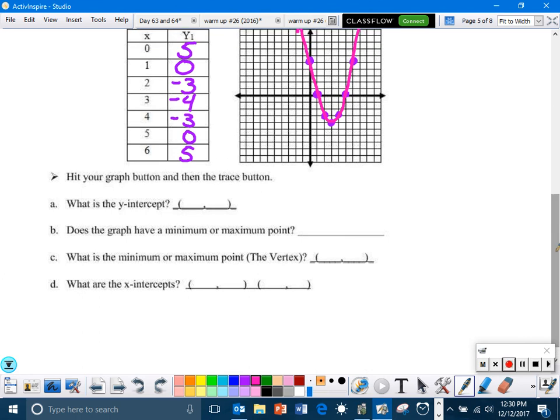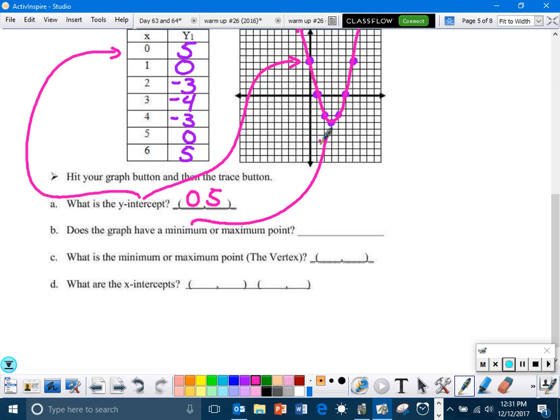All right, so now it says, what is the y-intercept? Okay, well, the y-intercept is right there. And that would be also right there on our table. So the y-intercept is 0, 5. Does this graph have a minimum or maximum point? Well, it is a minimum. What is that minimum or maximum point? Okay, which is also known as the vertex. Well, you can see that that is also right here. So it's 3, -4.